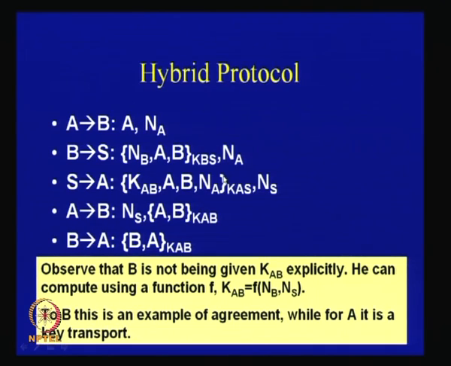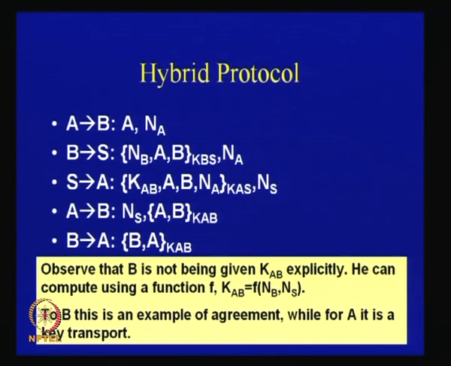Now, how has the server generated this key KAB? That is important, because that KAB has been generated by the server and communicated to A. What the server does is that using its key, or other part NS, and the part NB, it applies a one way function and obtains the session key called KAB.